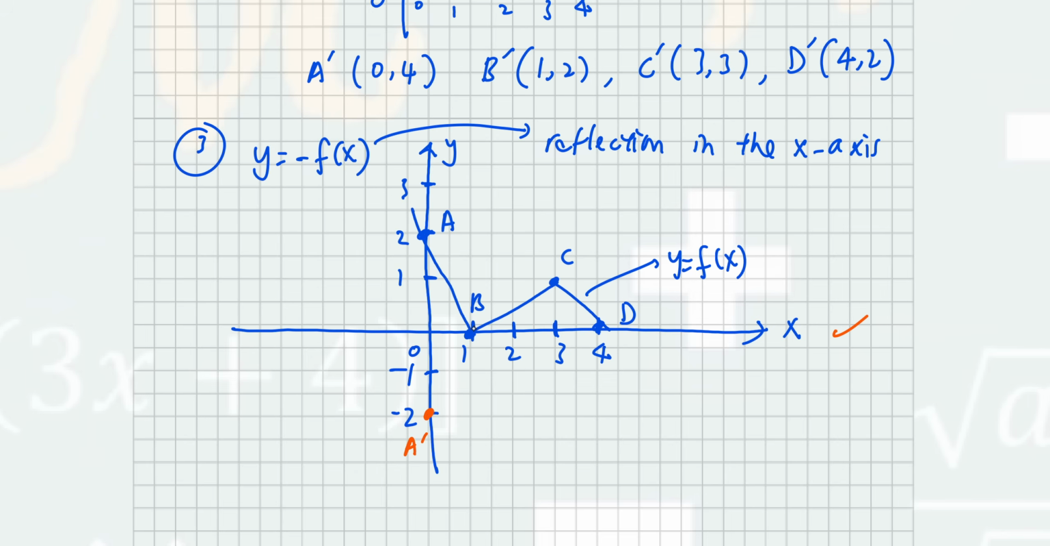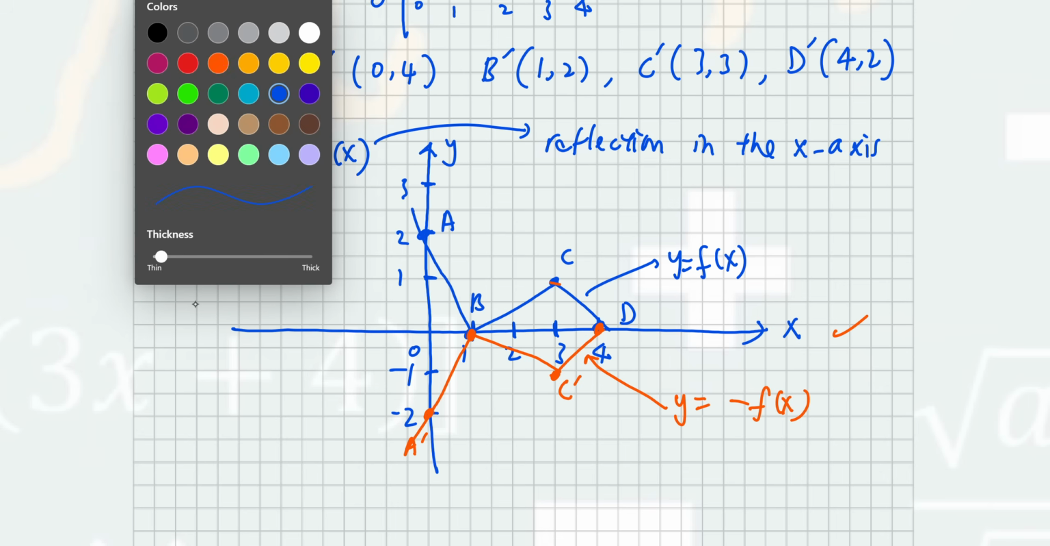But then for the B, the y remains, because you times negative to 0 is still 0. Then for the point C, at first 1, now becomes -1. Okay, D remains, no change. So therefore, you just join these points. Okay, so this will be your y = -f(x).